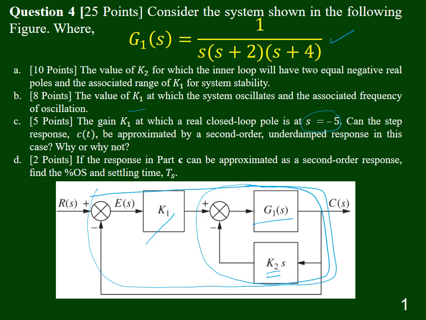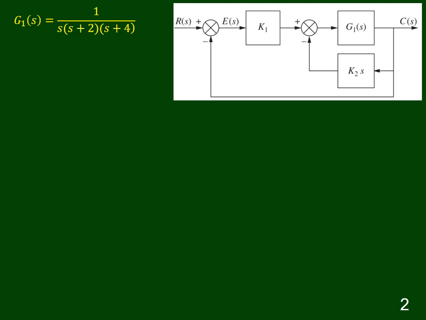We have to test the system behavior, like can it be approximated by a second order underdamped system. And the last part is very simple and straightforward: to find out the overshoot and the settling time of the system. So let us proceed to solve the problem.